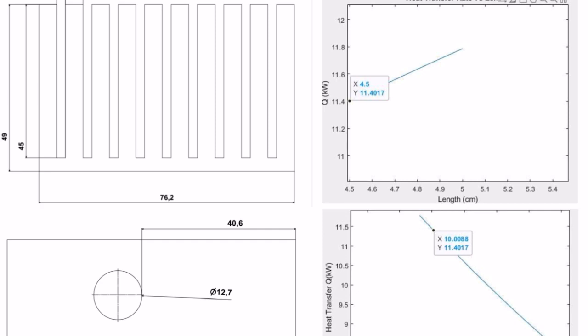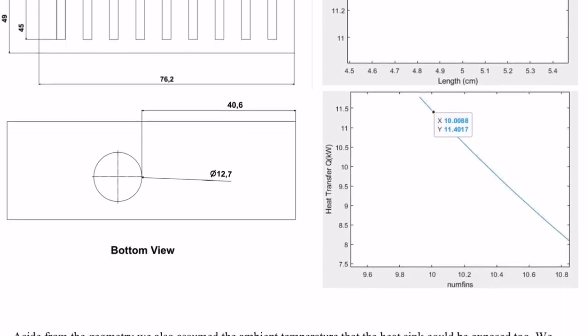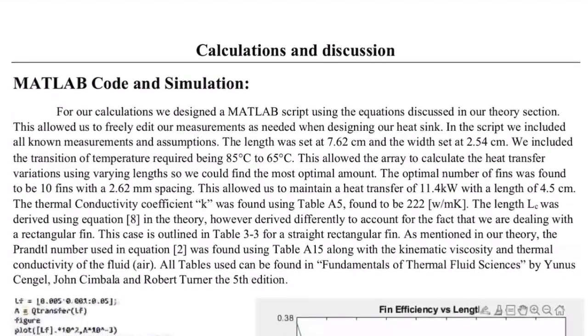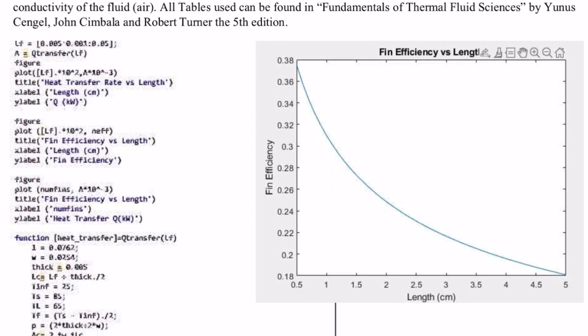First of all, you can see the first graph plots heat transfer with the length in centimeters, heat transfer in kilowatts. Second one, fin efficiency and the length. The third one is the number of fins and the heat transfer. That way you could relate it to the first one and to the second one and find the most efficient part. Then we arrive to the function.